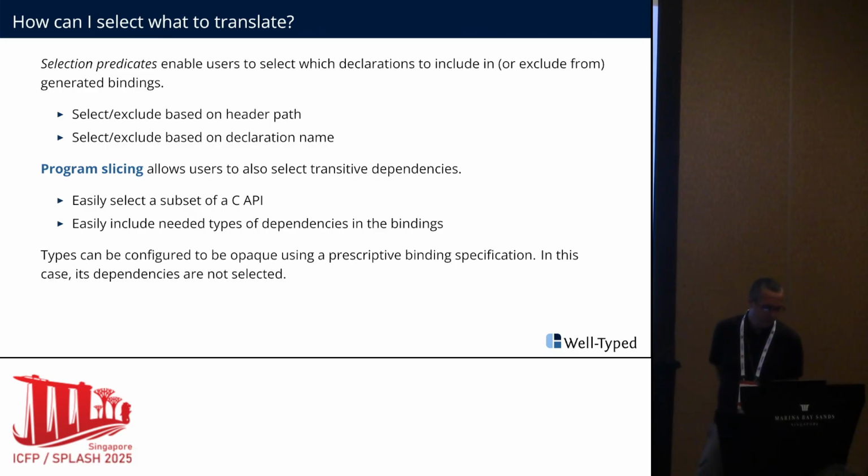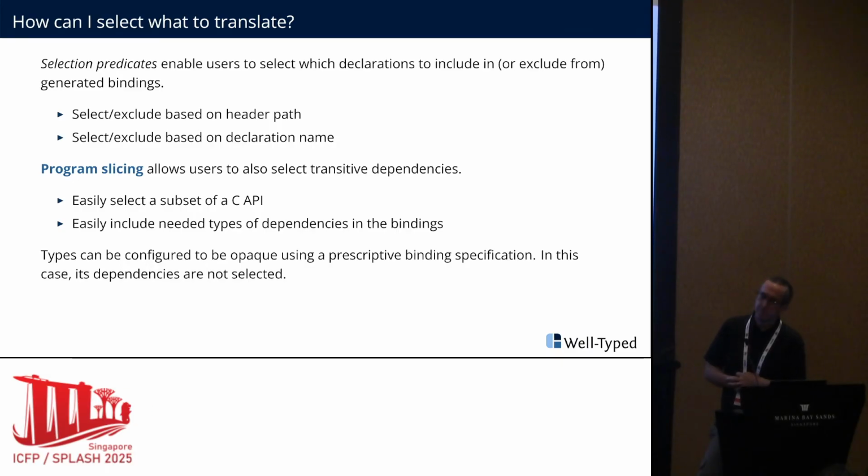One other complication in generating bindings is to determine which parts of a library you want to generate bindings for. And to solve that, we have selection predicates. This allows users to select which declarations to include or exclude from generated bindings. You can select and exclude based on the header path or the declaration name.